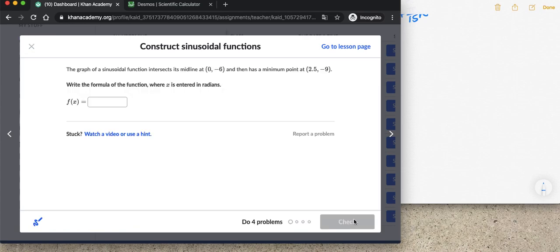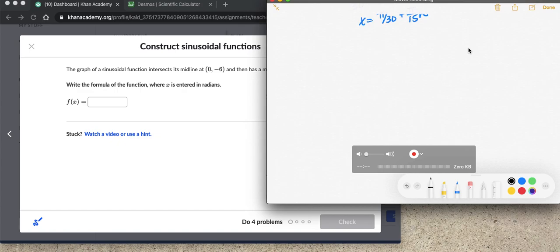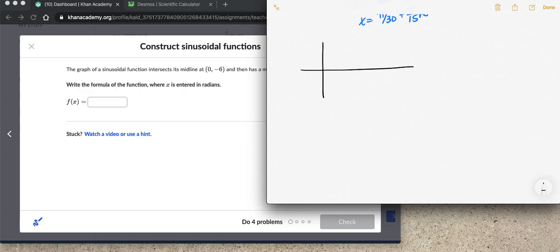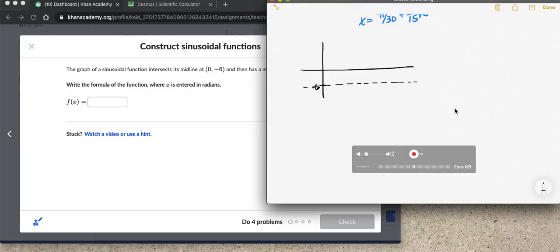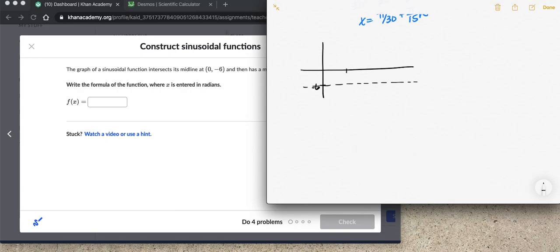So we have the graph of a sinusoidal function intersects its midline at 0, -6, and has a minimum point at 2.5, -9. So I am going to graph that out. So it intersects the midline at 0, -6. So here is the midline of my sine function. And it has a minimum point at 2.5, -9. So we'll say here is our 2.5, here is our -9, here is a minimum point.